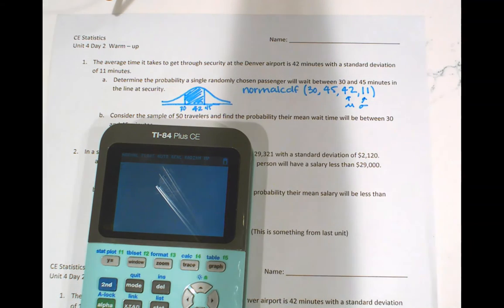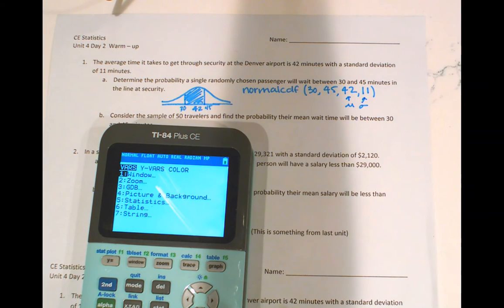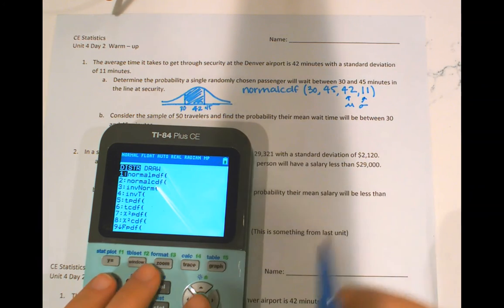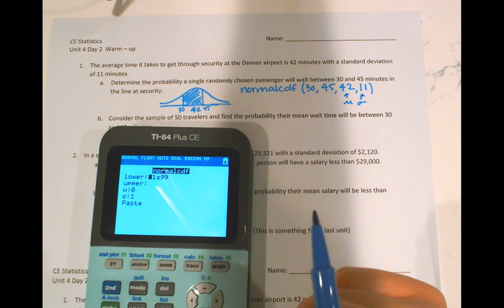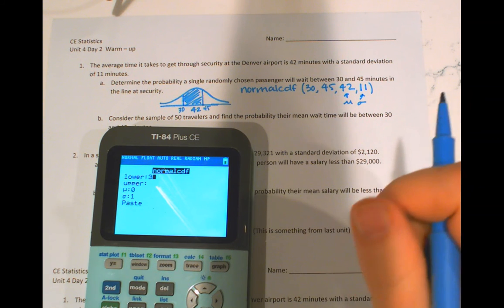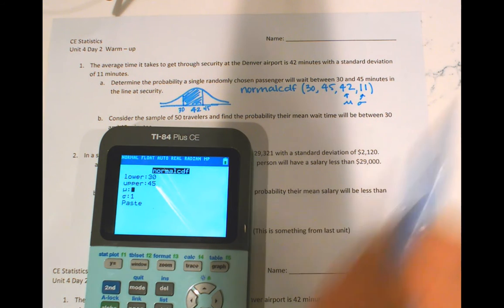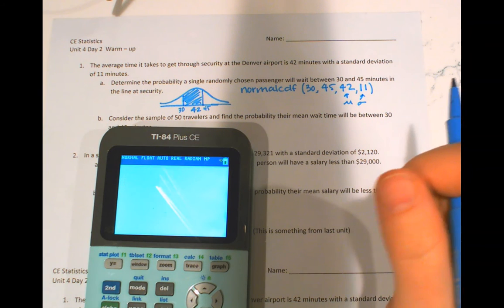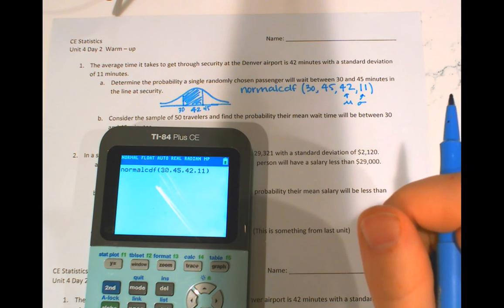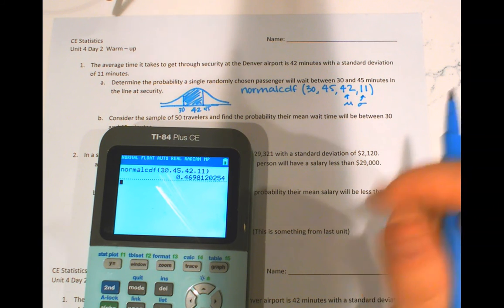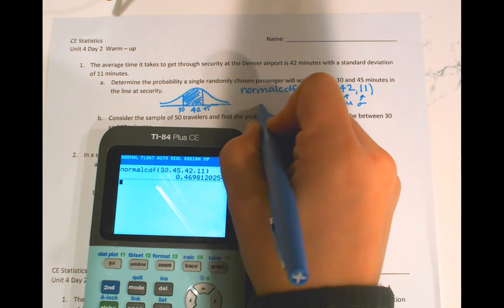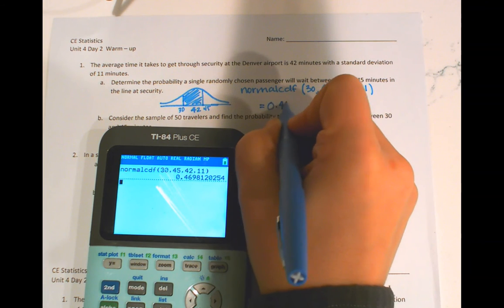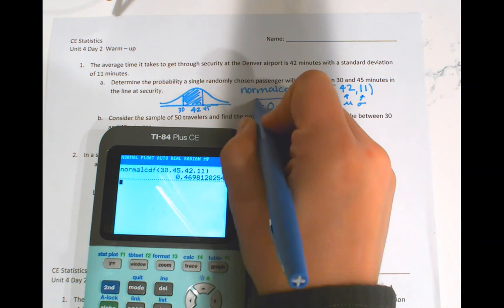So to compute that on my calculator, I hit second vars. I pick number 2, which is my normal CDF. My lower bound is 30. My upper bound is 45. My mean is 42. And my standard deviation 11. So when I compute that, I get that the probability is 0.4698.